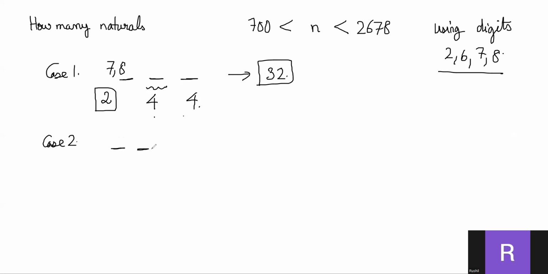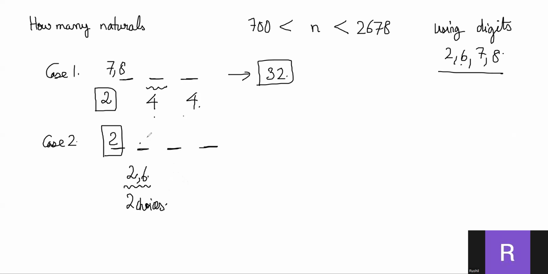And 4-digit numbers, the first digit has to be 2. There is no other option, so it is fixed. The second digit can be 2 or 6. There are two choices here. It cannot be 7 or 8.